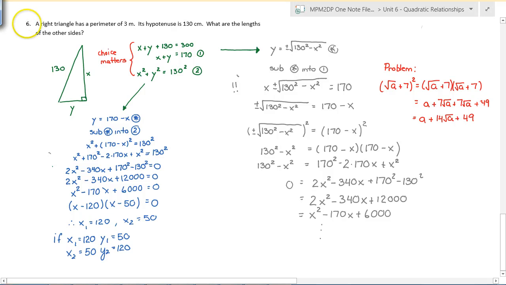Hello. In this video we're going to look at this question here, number 6. A right triangle has a perimeter of 3 meters, its hypotenuse is 130 centimeters. What are the lengths of the other sides? This was a great question because it actually brought out an interesting algebraic technique we haven't talked about.